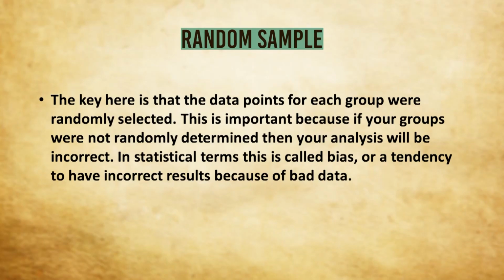This is important because if our groups were not randomly determined, then what will happen? The analysis will be wrong. In statistical terms, this is called bias. That means our decisions will be erroneous and biased, or will have a tendency to give incorrect results, even if the sample is not a random sample. So can you think of a situation when the sample is not a random sample, what kind of error we may get?